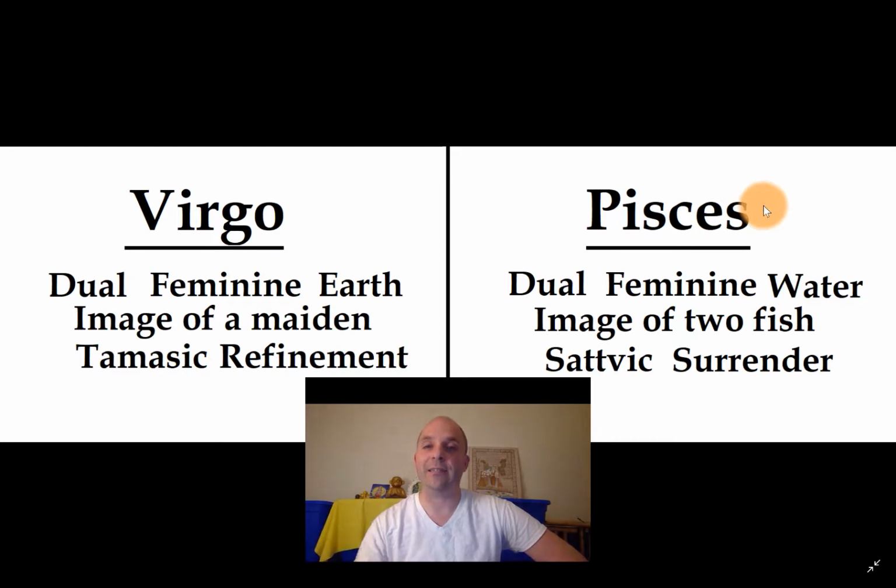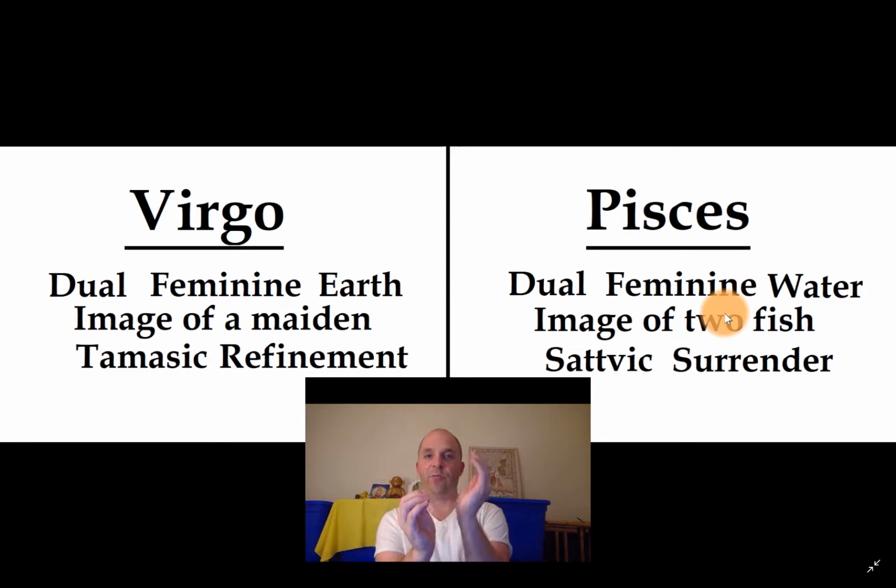Then we come to Pisces. So Pisces, we know, is dual feminine. Pisces is a water sign. The image of Pisces is two fish. It's like a circle, basically, with the head of one fish coming up against the tail of the other, and then the head of this fish coming up against the tail of the other one. It's an image of like everything in life is related. Everything in life is connected and reflected of each other.